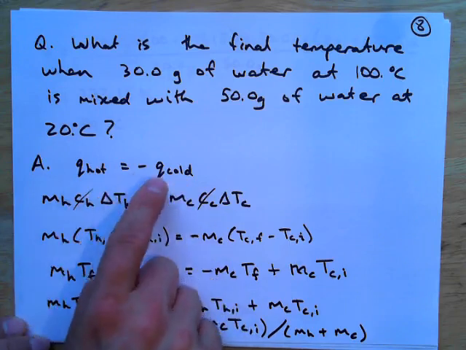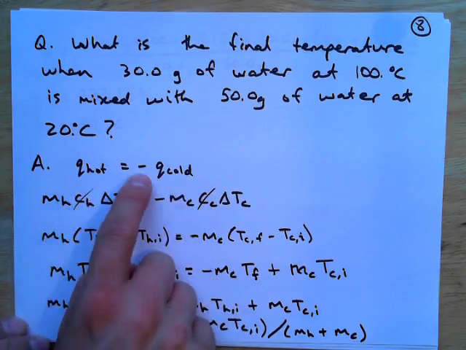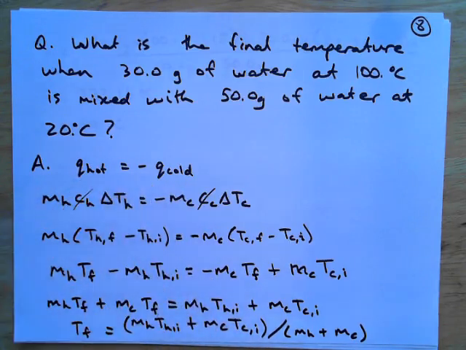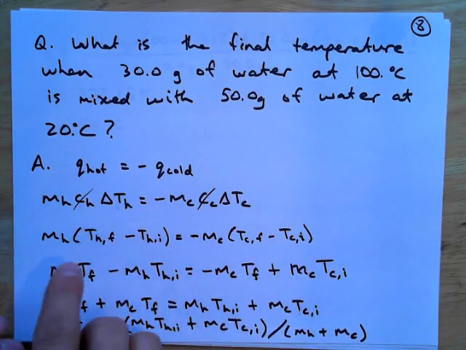Now one's the negative of the other. It doesn't matter which side you put that negative on, but one has to be the negative of the other, because the flow of the heat is going to go from the hot water into the cold water, and so there's a directional change there. Again, it doesn't matter which side you have as long as they're opposites.